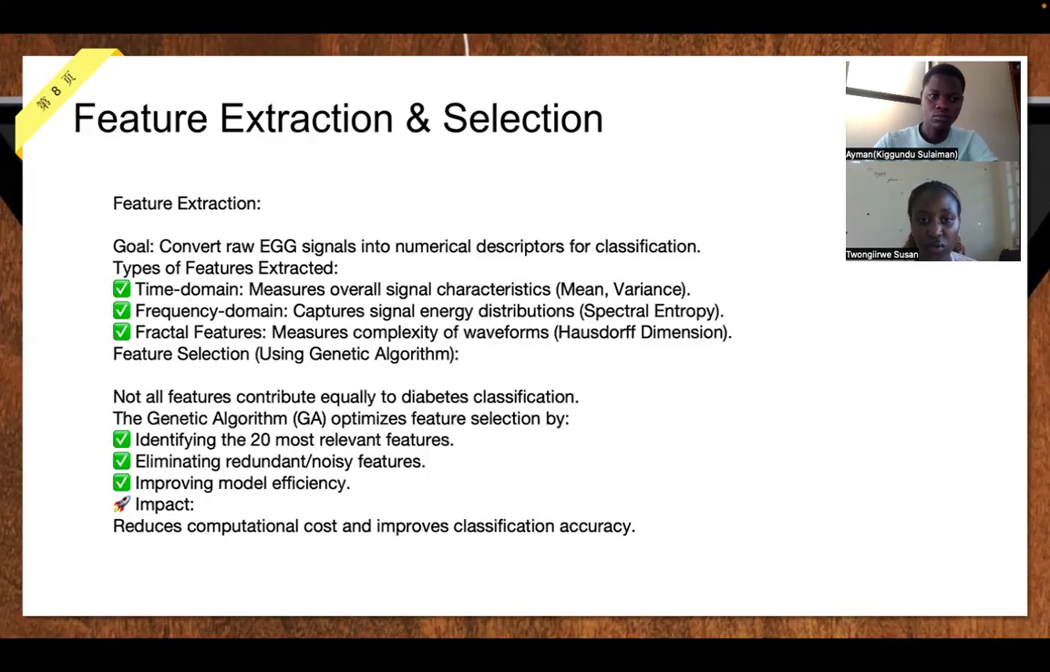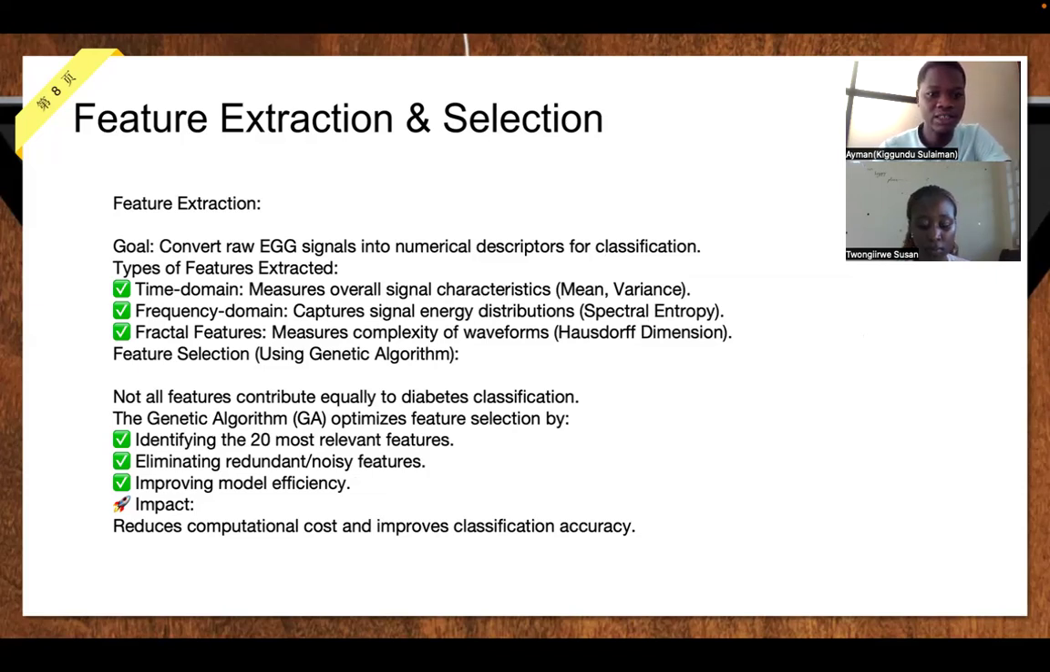Let my colleague continue from there. Yeah, so I'm going to pick up this line actually. I'm going to pick up from where she has left, and we start from feature extraction. So as we were talking about the steps, we extract the features from the method that we're going to use.